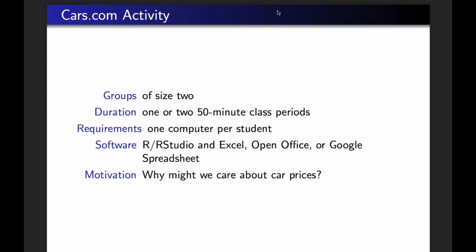So the Cars.com activity, the way I've set it up, is done with groups of size 2. That could be changed, but I think that would be a minimum. It can be one or two 50-minute class periods or one 80-minute period.